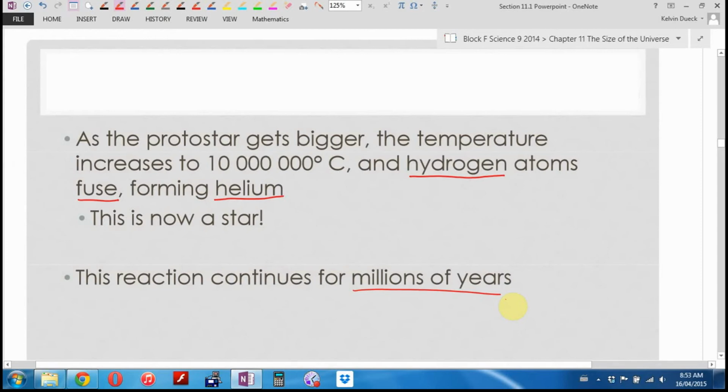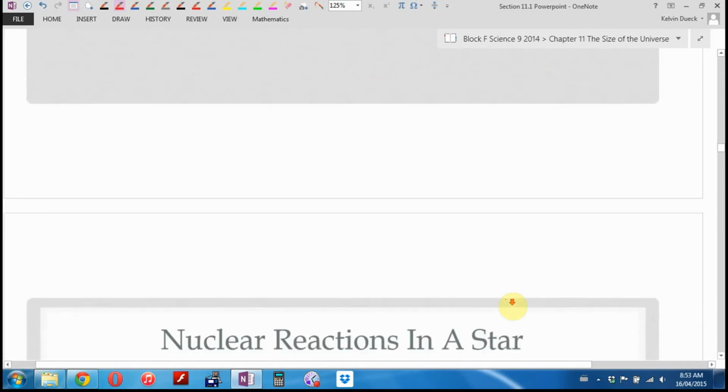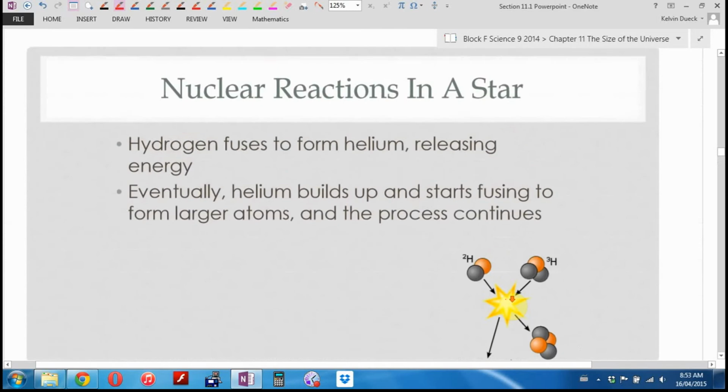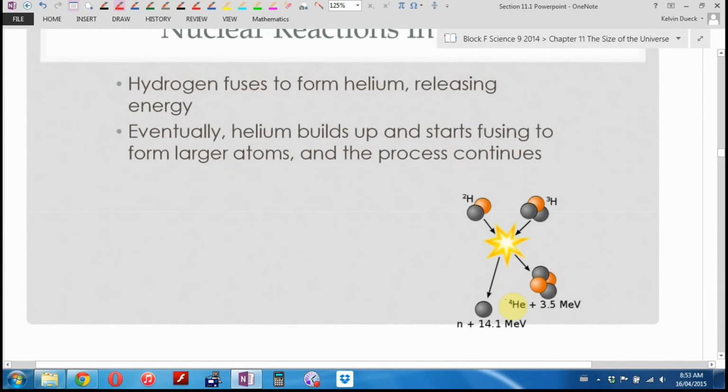So let's talk about what's going on inside this star. Hydrogen fuses to form helium, and when it does that, it releases energy, light and heat. Eventually, the helium builds up, and it starts fusing to form even larger atoms. And the process continues. You guys can turn the page over, but I don't think I put this next part in your notes. I just want to walk you through it.